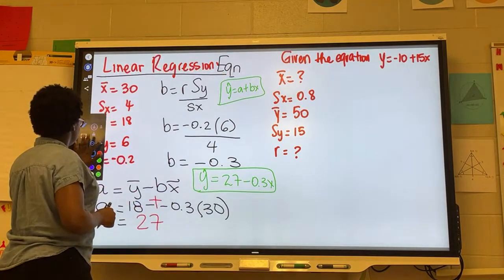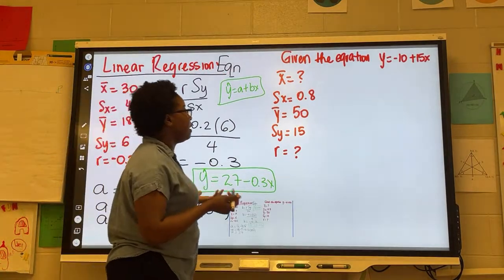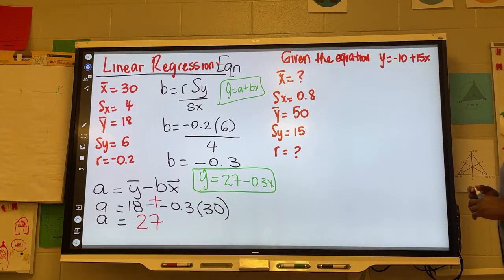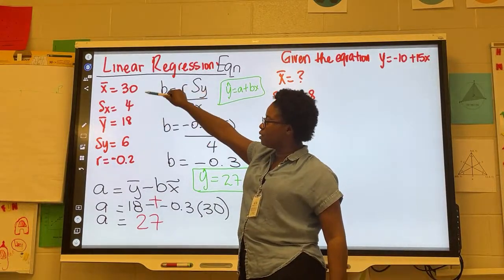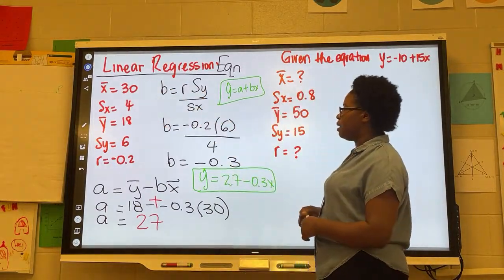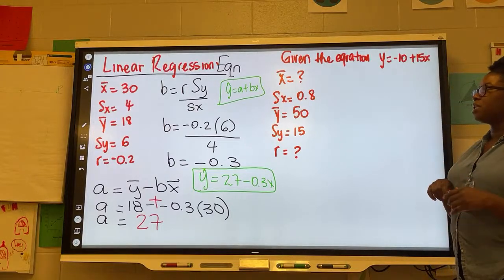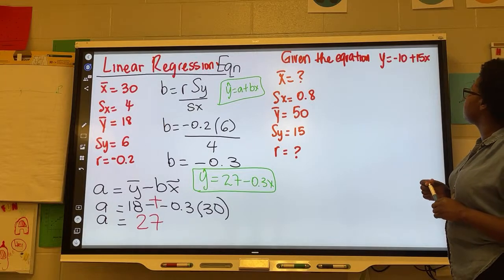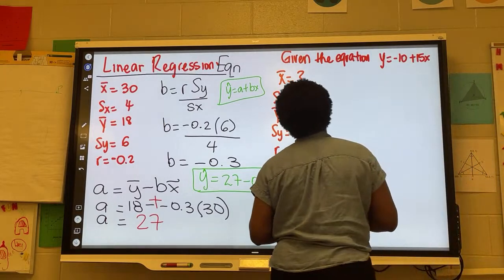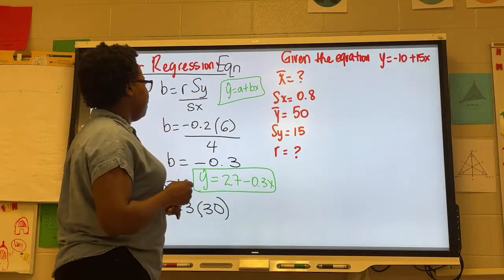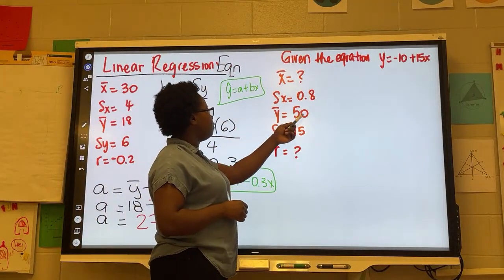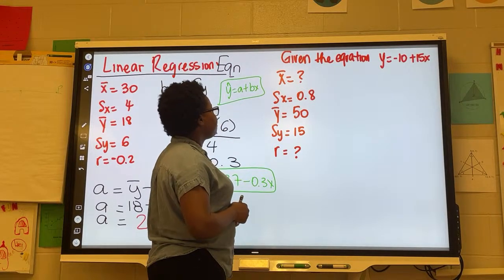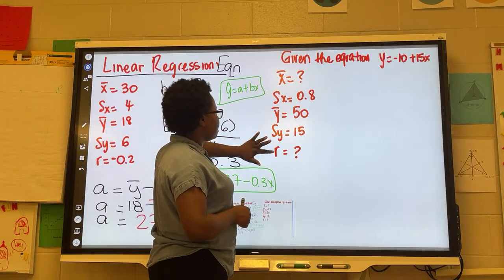Alright, let's move on to the other one where you're asked to find some missing variable given the equation of the line. Some teachers will give you these critical points in table form and some will just write it like this, but the concept remains the same. Once you can identify them, you just plug them into the formula and find your answer. Alright, this one says given the equation y equals negative 10 plus 15x, you're given the standard deviation of x to be 0.8, mean of y is 50, standard deviation of y is equal to 15. You need to find x bar and r.